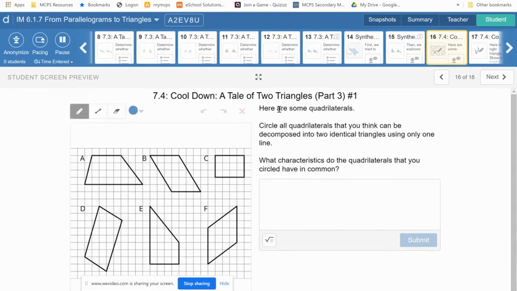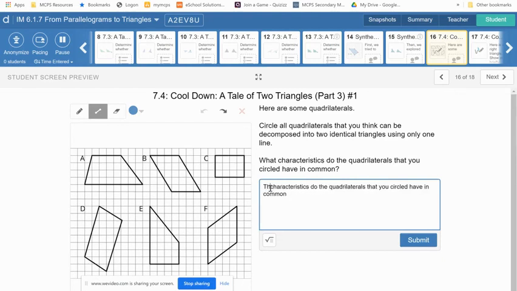Here are some quadrilaterals. Circle all the quadrilaterals that you think can be decomposed into 2 identical triangles using only one line. So again, this is where you're using this line and you're trying to figure out where it should go. So I'm going to let you do that. What characteristics do quadrilaterals that you circled have in common? So let's turn the question around. I'm going to help you out.